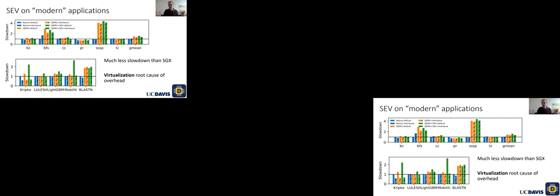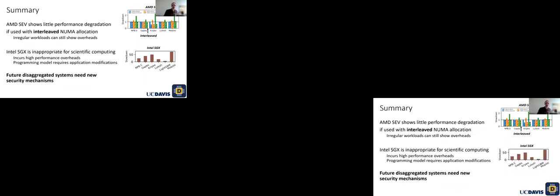So in a perfect world, if we had something that gave us the kind of security of SEV without virtualization, we would have almost no overhead. Okay, so to quickly summarize, SEV shows little performance degradation if used correctly, but with irregular workloads, it still has some overhead. SGX is just completely inappropriate for scientific computing. And thinking to the future, we need something new and different, which combines the security of the way SEV works from a security point of view, but doesn't have virtualization.